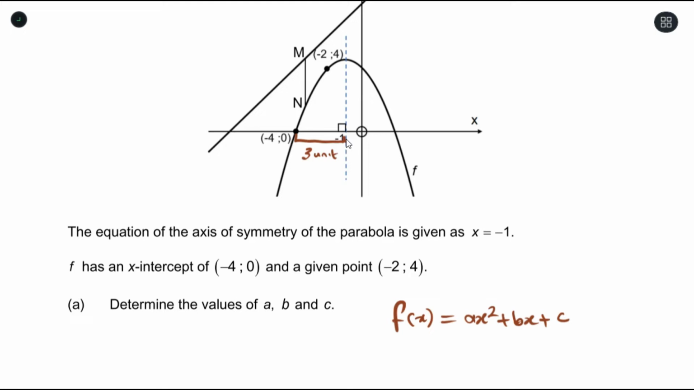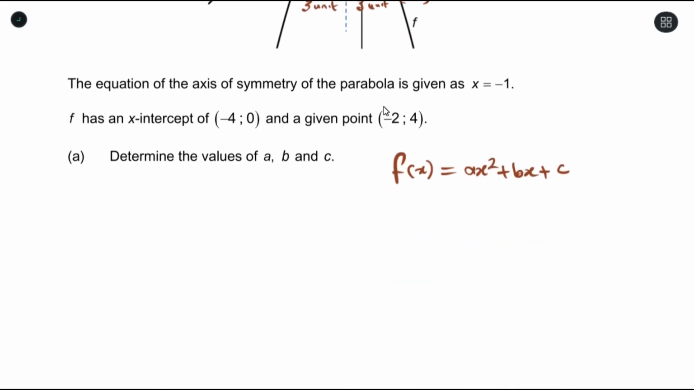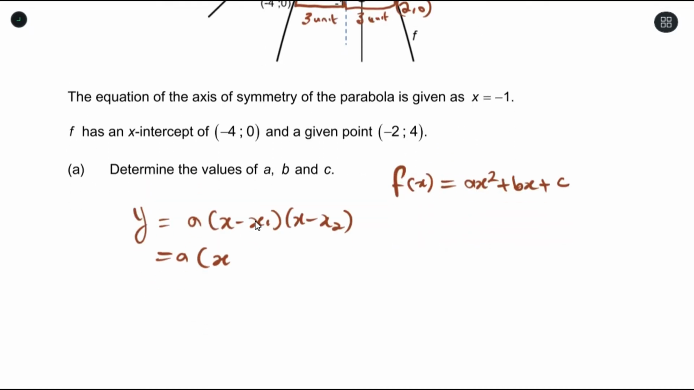And if this is 3 units, it means that this other part to the second x-intercept should also be 3 units. Okay, so if that's the case, this x-intercept will be represented as 2 and 0 because this is 3 units from -1. Now using the x-intercept form to help us get the equation of our parabola, we could say y is equals to a(x minus x1)(x minus x2). Now, substituting your x-intercepts in there, that's -4 and 2. So this will be represented as +4. This is represented as -2.